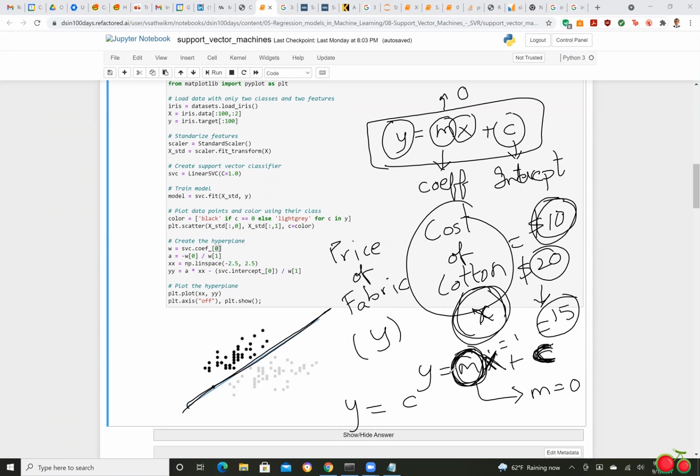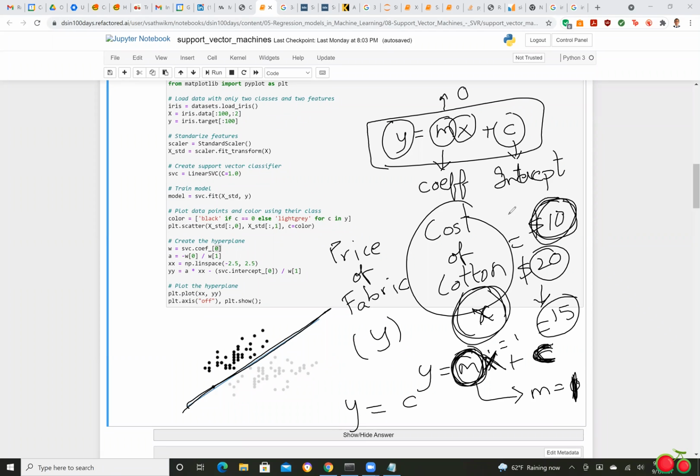So let's assume that m is 1 instead of 0, and c is 15, the same as it is. If my cost of cotton is 10, what will be the price of my fabric? 150.